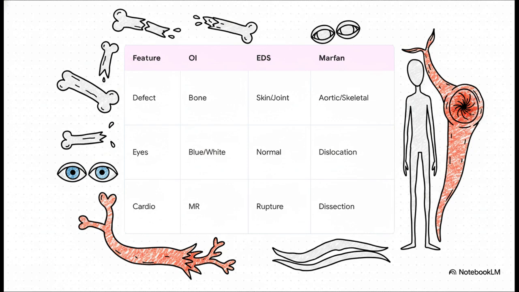Core defect is bone fragility with blue or white sclerae. That's osteogenesis imperfecta. Hallmark is crazy skin and joint hyperextensibility with normal eyes, but maybe dangerous arterial ruptures. You're dealing with Ehlers-Danlos. And if you've got a tall patient with dislocated lenses and a dilating aortic root, boom, Marfan syndrome. Knowing these pillars is literally what separates a good diagnostician from a great one.